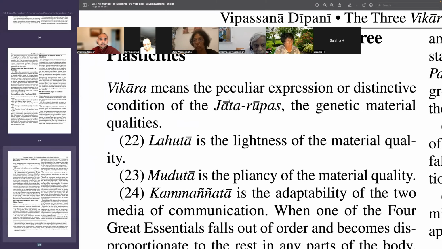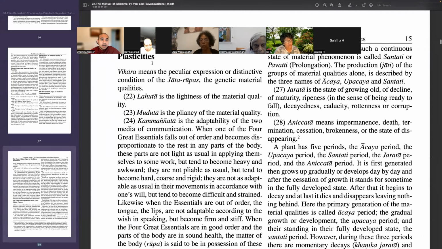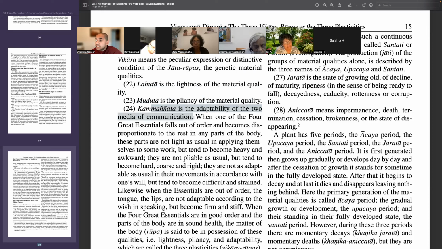Vikara rupas. Vikara means peculiar expression or distinctive condition of the jata rupas, the genetic material qualities. Lahuta is lightness of the material quality. Muduta is the pliancy of the material quality. Kammanyata is the adaptability of the two media of communication, that is, kaya vinnatti and vaci vinnatti.